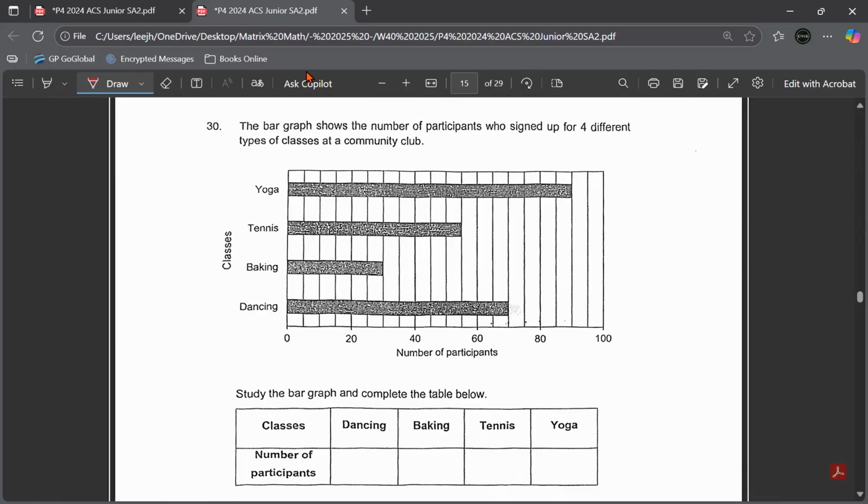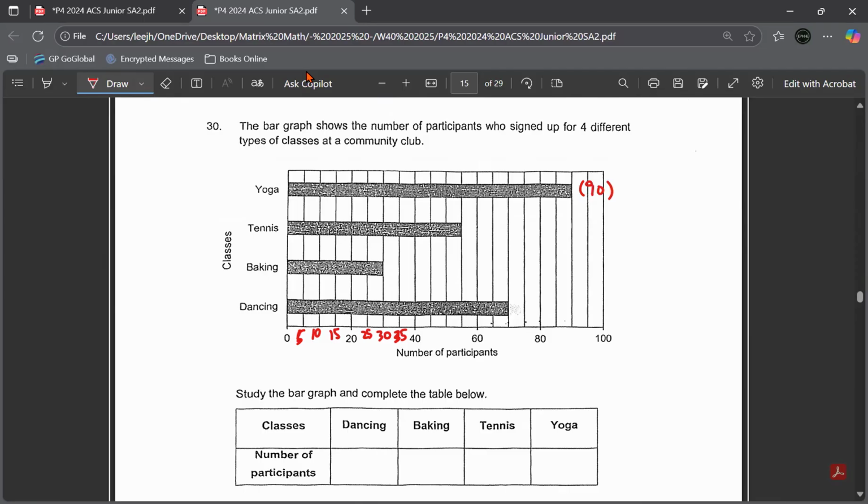Yoga got how many? So look at this. 0 to 20 got 1, 2, 3, 4 intervals, which means one interval stands for a value of 5. This is 5. Then 10, then 15, 20, 25, 30, 35, and so on. So this one, how many yoga? 80, 85, 90.